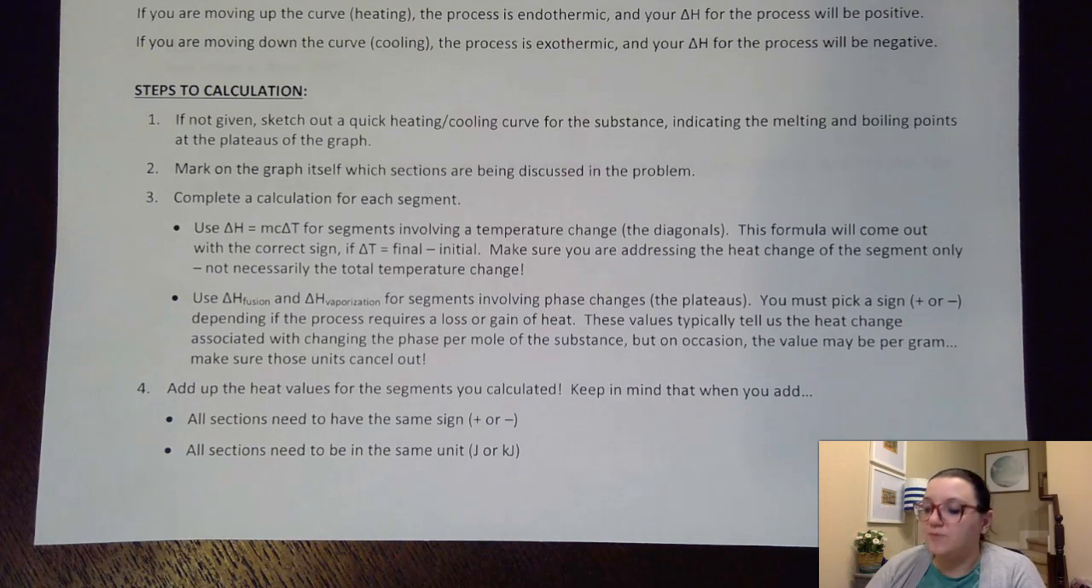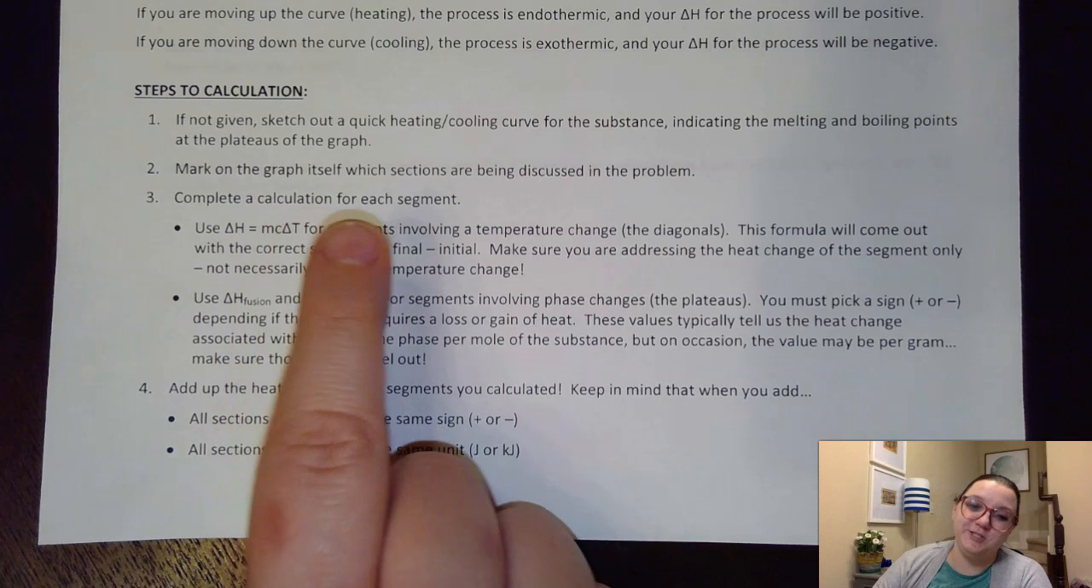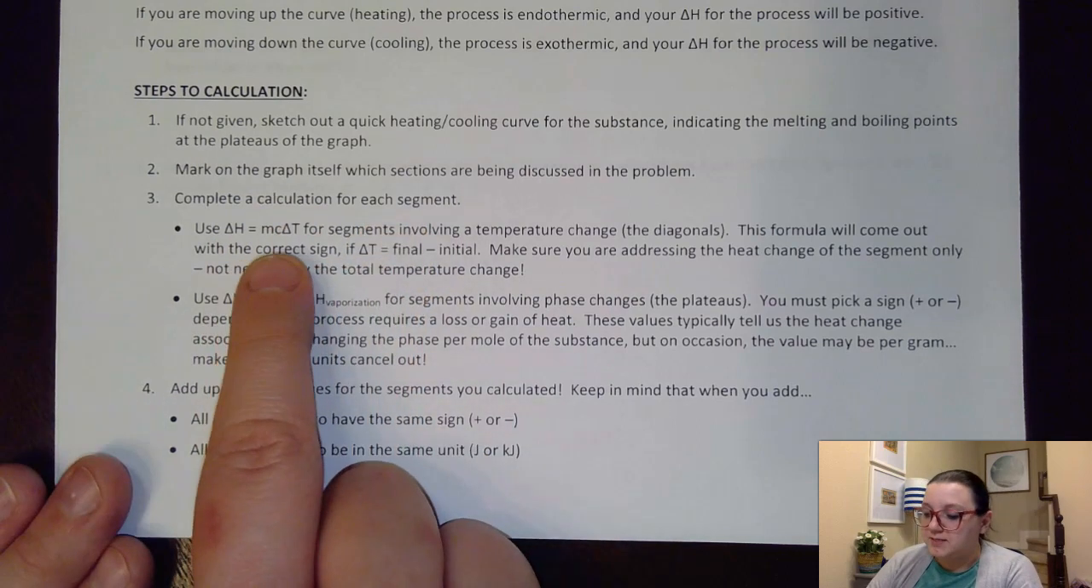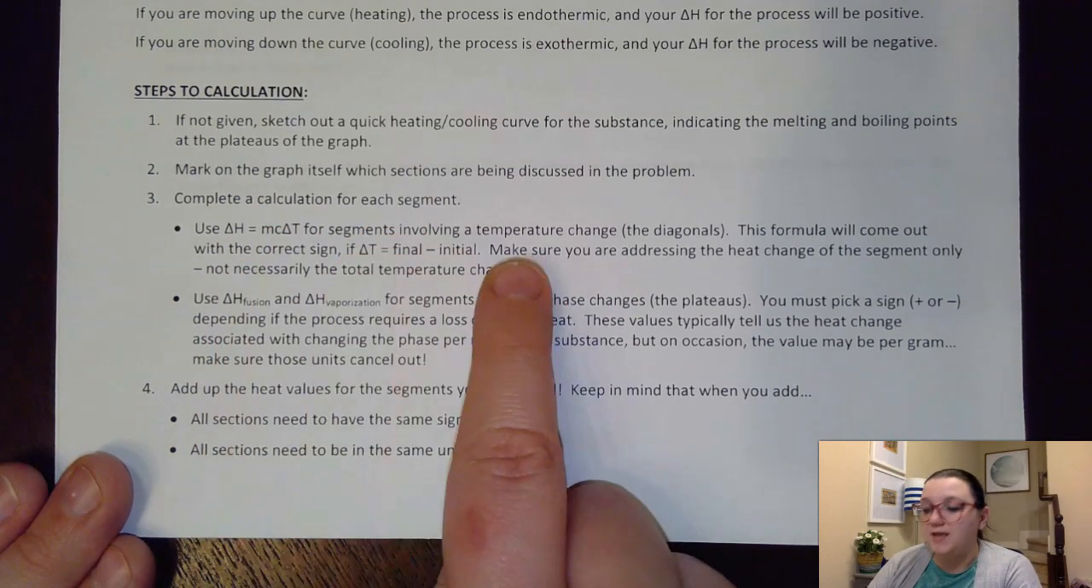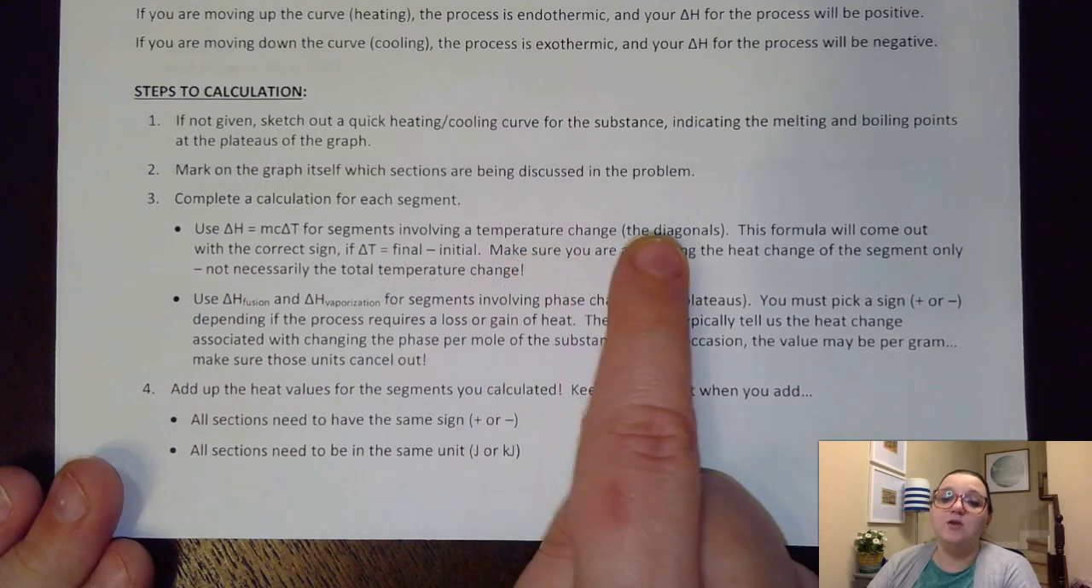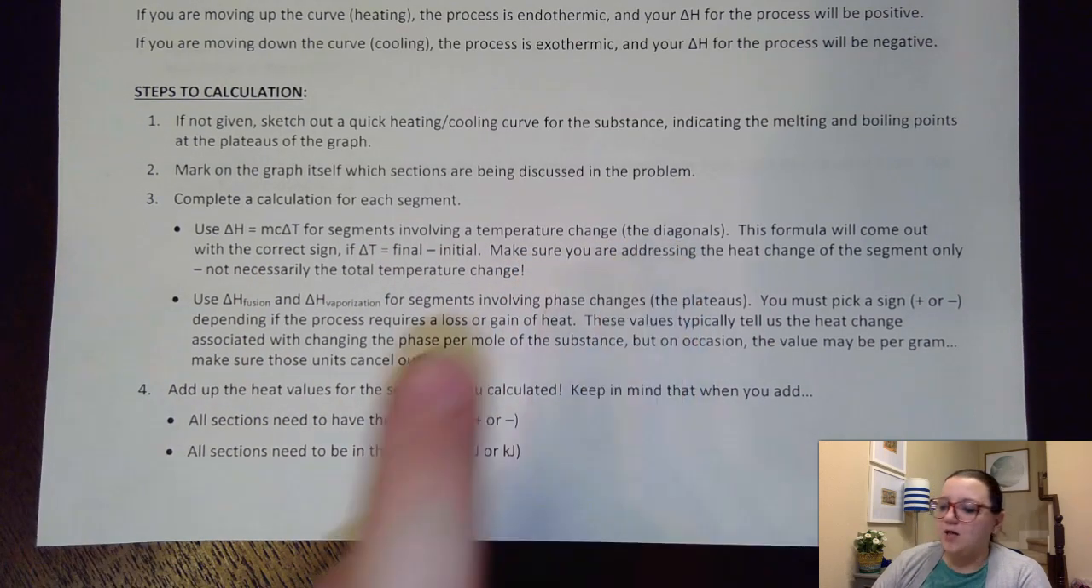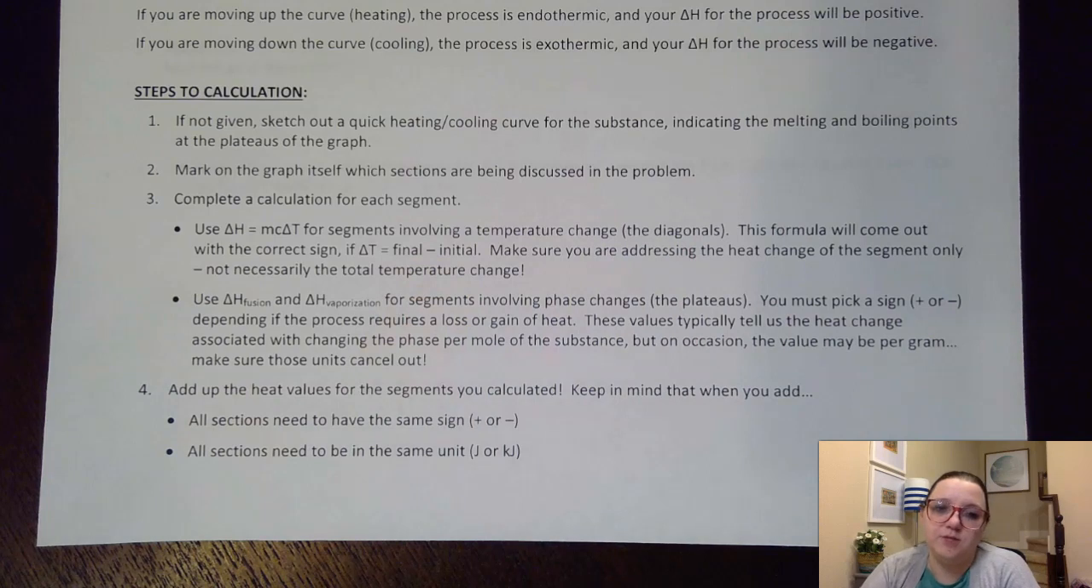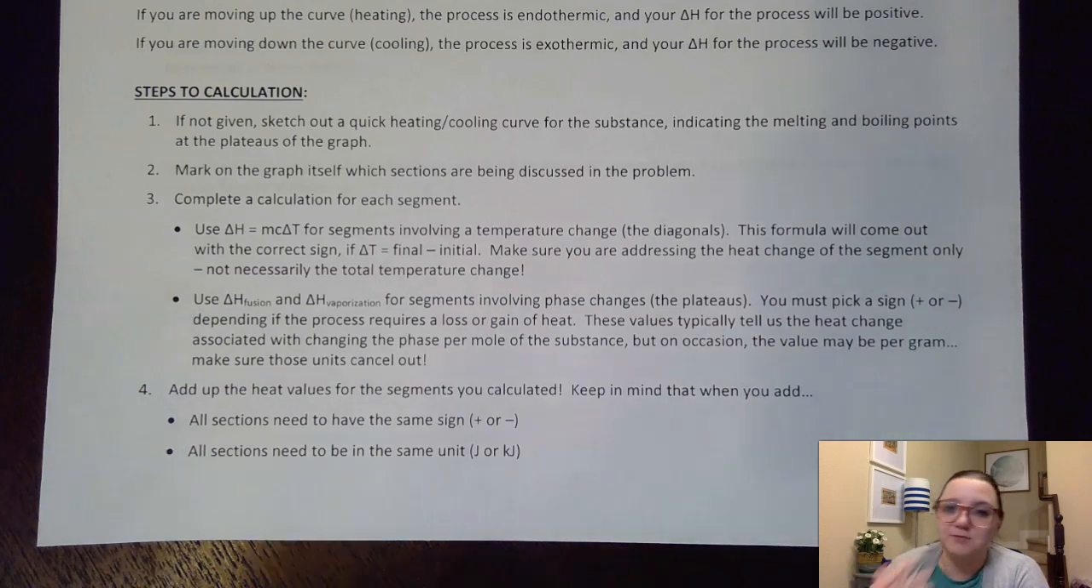So then the issue is I've got to do a separate calculation for each segment. I would use mC delta T for any segments involving a temperature change. So again, those are your diagonals. Now, the convenient thing about the mC delta T equation is that if you do your temperature change as final minus initial, your sign will come out correct here. These are not calorimeter problems, so you're not going to have to worry about system and surroundings and flipping the sign. You'll just be able to calculate your delta T and it'll come out appropriate for that substance.